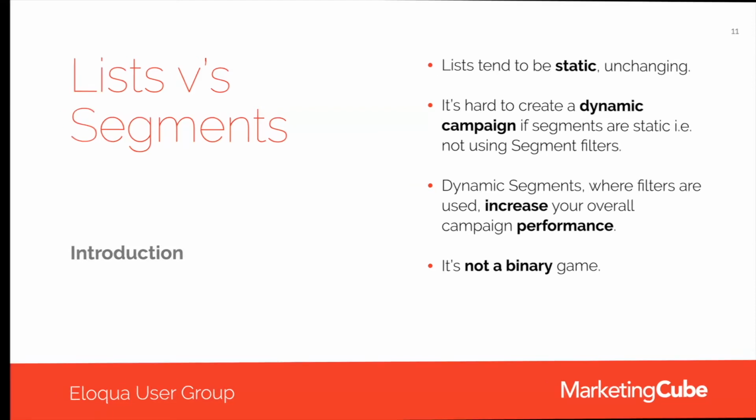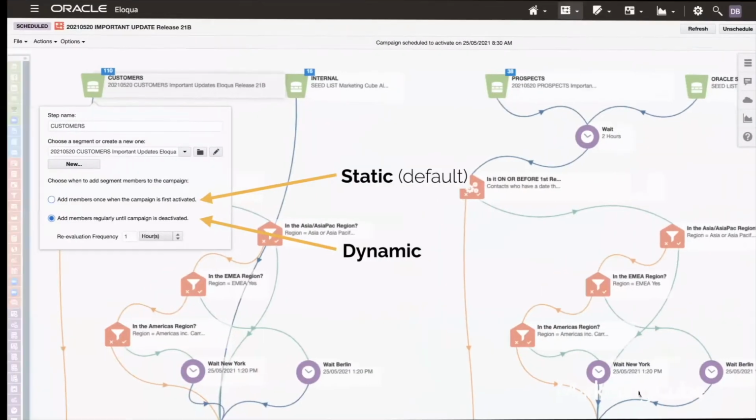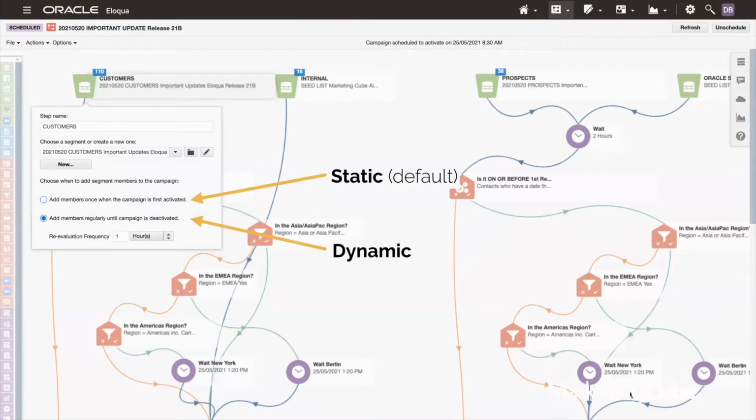So I just want to take you quickly to the campaign canvas to show you exactly what I mean when we use these terms sort of static and dynamic. So for those of you that are using the campaign canvas on a regular basis, you'll notice that when you add your segment to the canvas, there are two options.